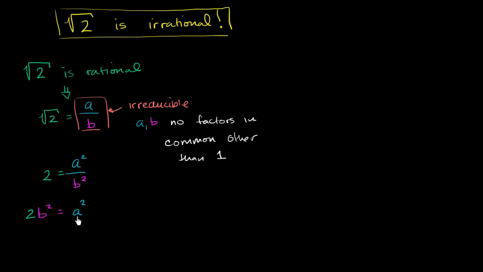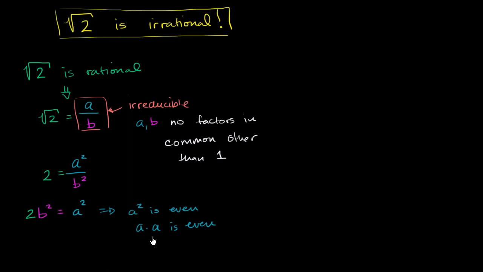Well, that must give you an even number. That must give you an even integer. So this tells us that a squared must be even. Now, why is that interesting? Well, a squared is the product of the same number, it's a times a. So this is another way of saying that a times a is even.